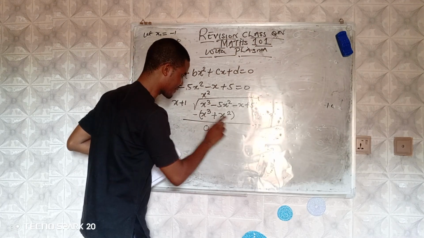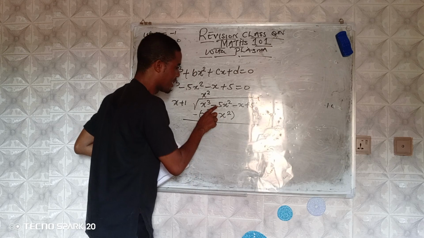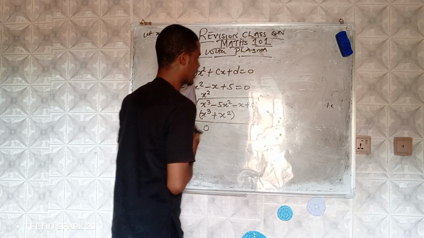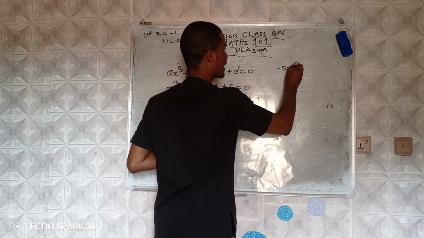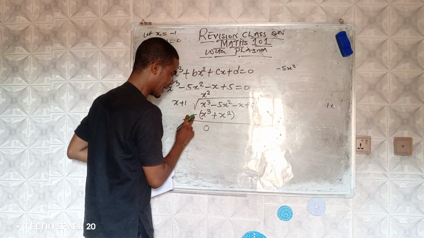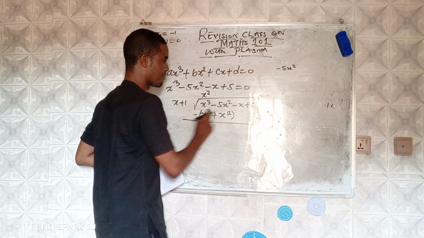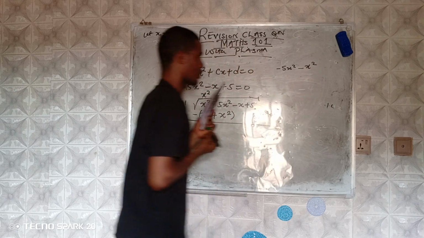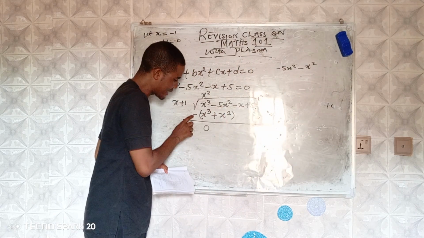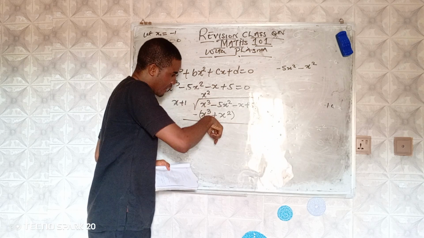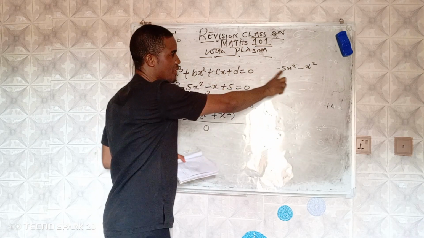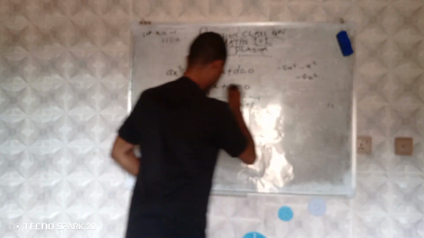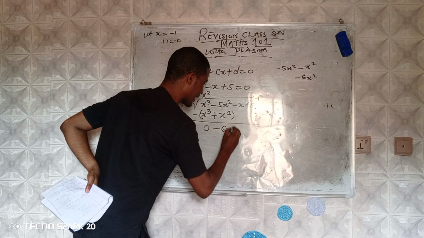Minus times plus is minus. So we have minus x squared here. Minus 5 minus 5 minus x squared. Minus 5x squared, which is up. Minus times plus is minus. Minus 5x squared. Then we have minus x squared. Then minus times plus is minus. So you have minus 5x squared minus x squared, which will give us minus 6x squared.